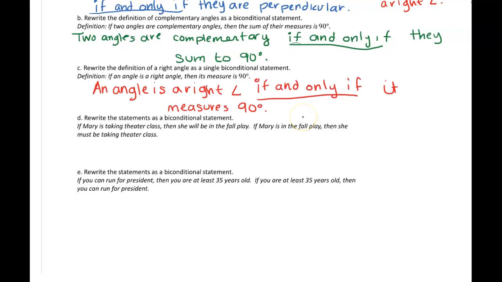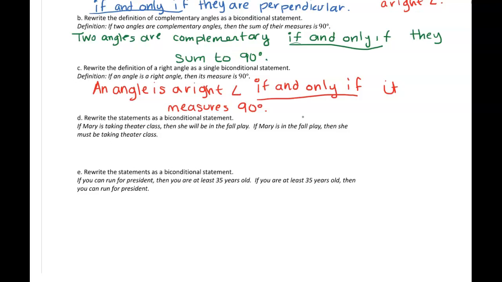All right, so hopefully you tried to do all three. I'm going to go over C quickly and then explain D and E in a little more detail because they're a little bit more confusing. So C was pretty basic. It says an angle is a right angle if and only if it measures 90 degrees. That should have been the biconditional statement.